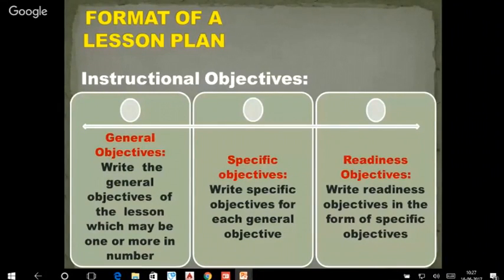We want to know whether the student is ready to receive new instruction. Here, whatever you have assumed that students might be familiar with, you will write in the form of readiness objectives. For example, the topic is inertia, and we have assumed that they are already familiar with the concept of rest, concept of motion, and concept of force.